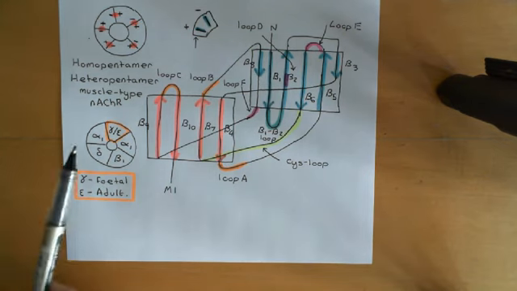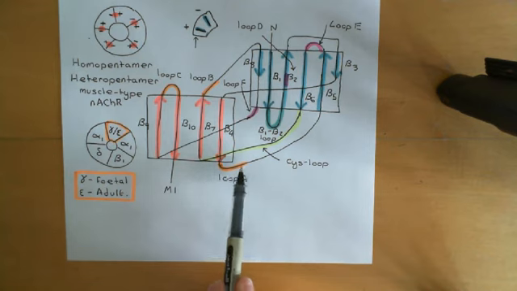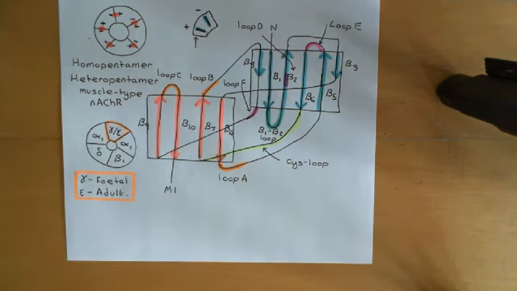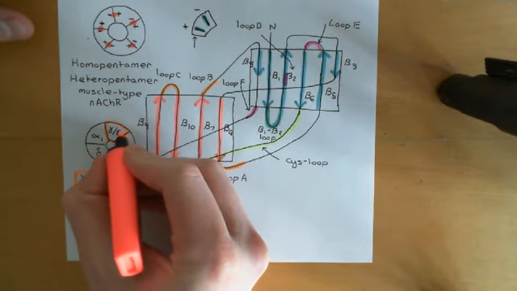After all, they do all have different sequences of amino acids, and therefore they will have different sequences of amino acids in their loops A, B, C, and D, E, F, basically. Okay, and therefore these binding sites might be able to bind acetylcholine, or they might not. In reality, you only have 2 acetylcholine binding sites here, and they're on the positive sides of the alpha-1 subunit.